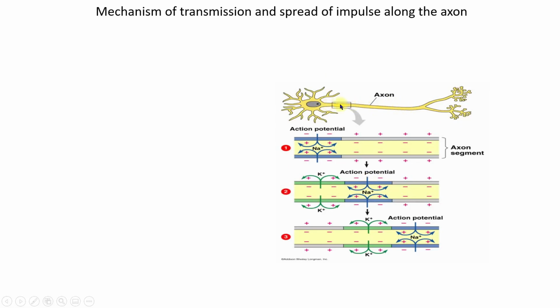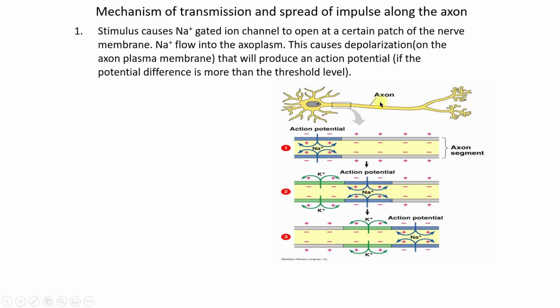Now let's imagine that this axon has patches. It is divided into many segments or patches. First things first, a stimulus will cause sodium ion channels to open at a certain patch of the nerve membrane. Let's imagine this is the first patch in the axon. There are many sodium ion channels here, and the presence of a stimulus causes these sodium ion channels to open.